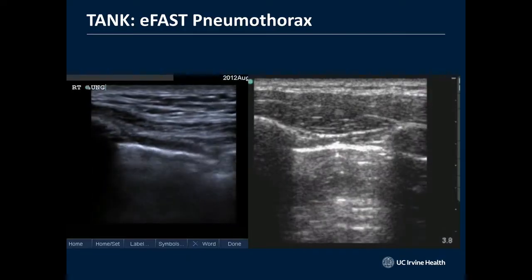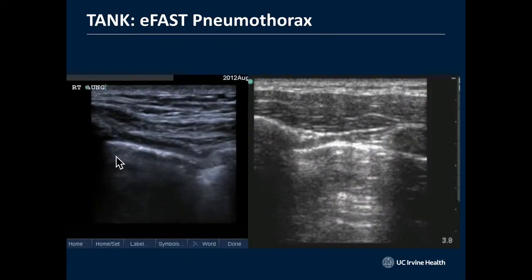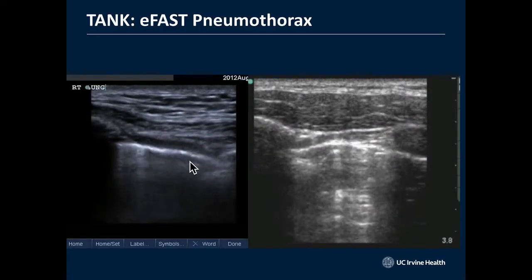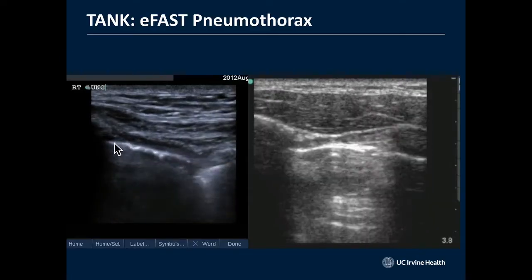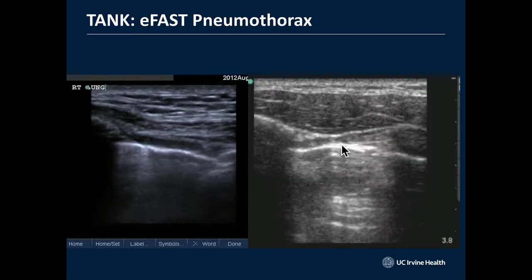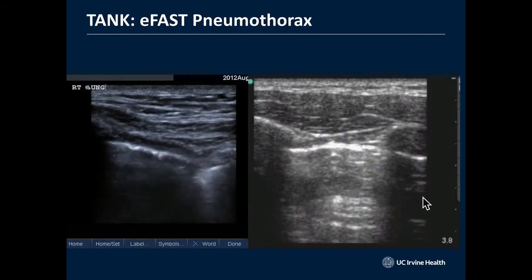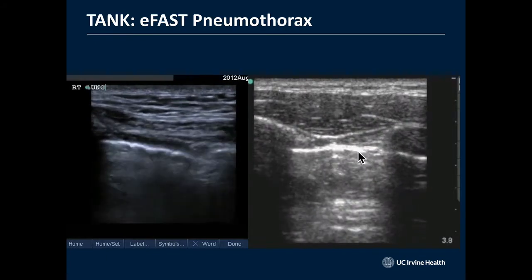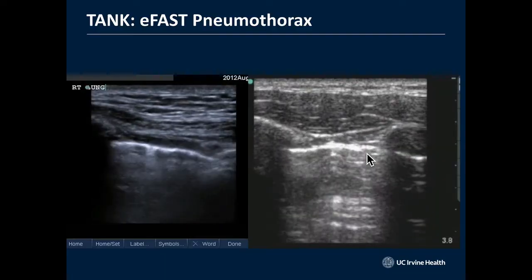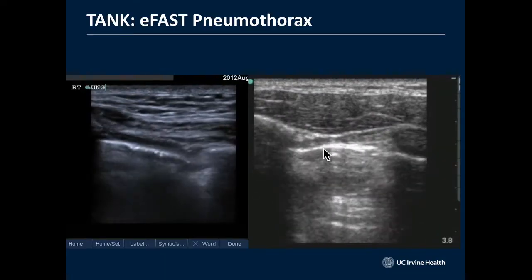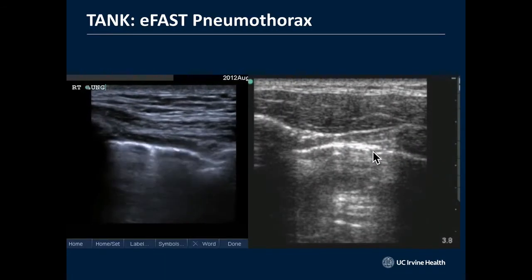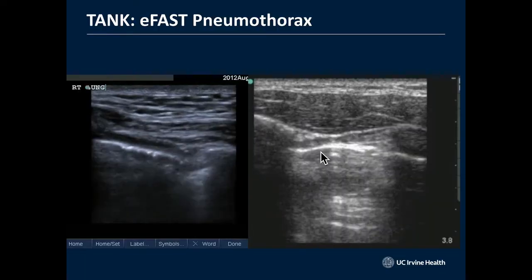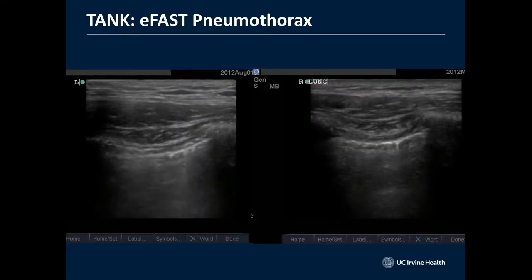And another example here, over here, we see the lung sliding back and forth. Okay, cool. So there's no pneumo there. What about on this side over here? Here's the rib shadow here. I'm not seeing a lot of lung sliding going on here. This looks like we're talking about pneumothorax over here. I'm not seeing lung. Tell the patient, come on, take a deep breath. And nothing.